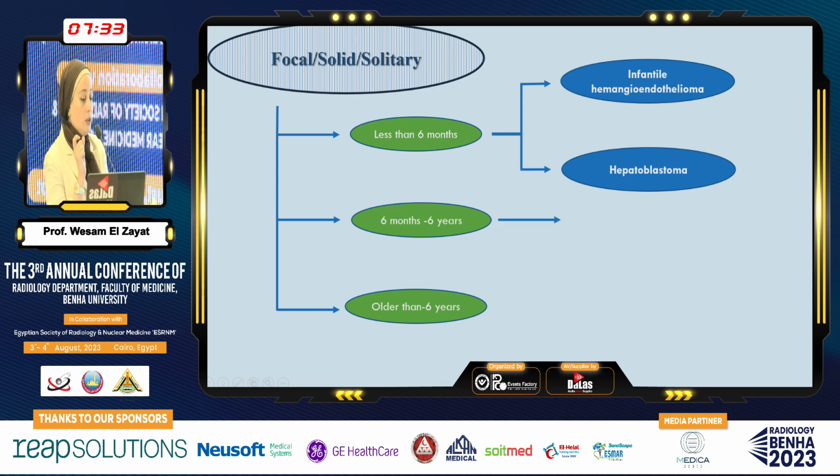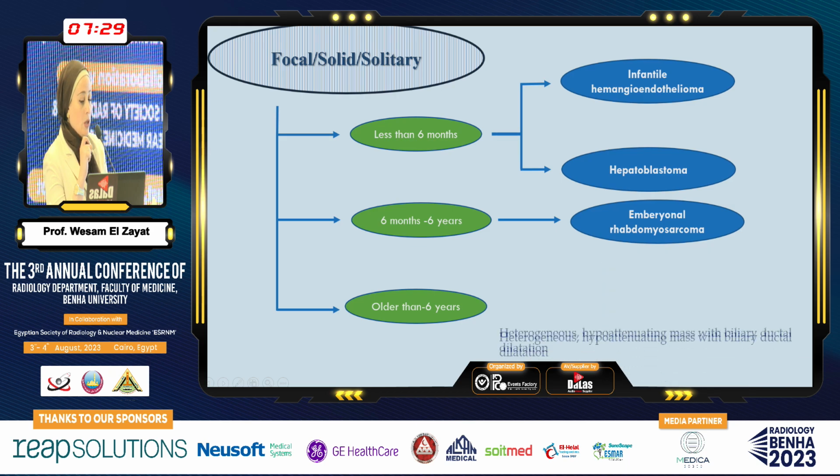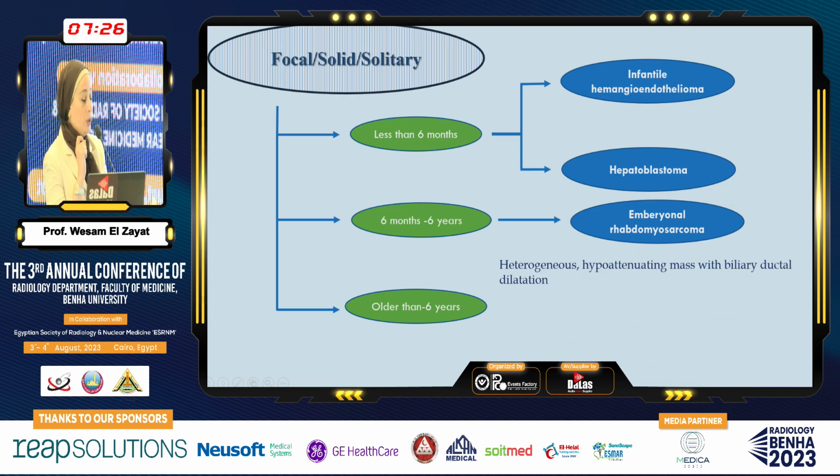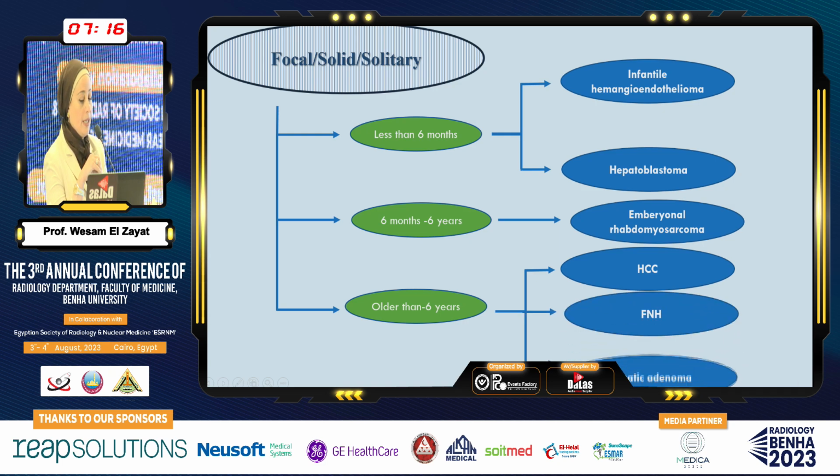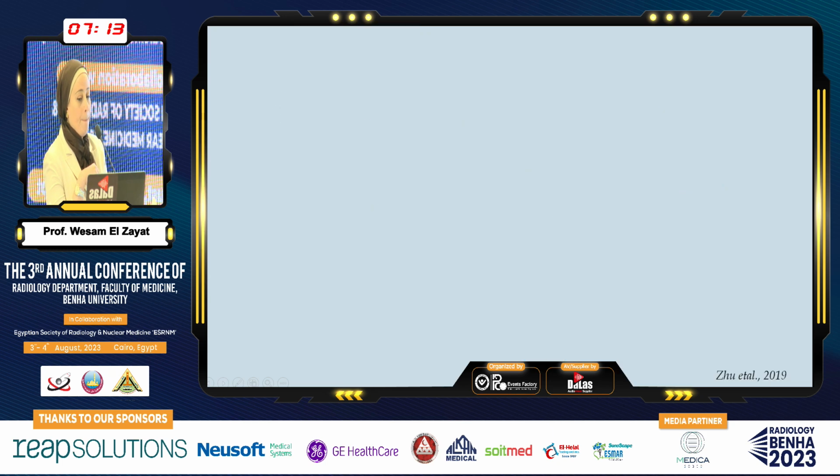Also consider hepatoblastoma, the commonest of the malignant lesions, usually heterogeneous with areas of necrosis and hemorrhage and chunky calcification. In 6 months to 6 years, consider embryonal rhabdomyosarcoma. These are heterogeneous hypoattenuating masses but associated with bile duct dilatation. Older children are a little bit like adults: hepatocellular carcinoma, focal nodular hyperplasia, and hepatic adenoma.